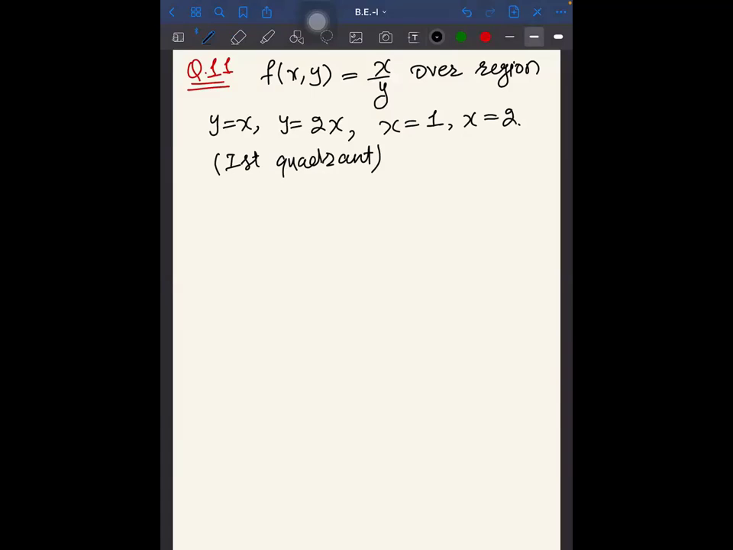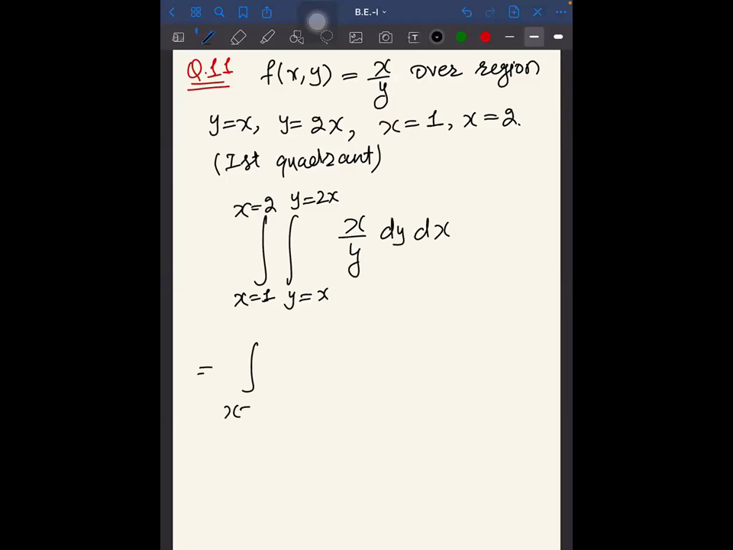So we'll write it as x is equal to 1 to x is equal to 2, y is equal to x to 2x, x by y. So of course, we'll write it as dy and dx. So are you getting this? Yes, sir. Okay. So now you need to integrate with respect to y, right? So x is your constant. So 1 upon y would be ln y, x to 2x, dx.